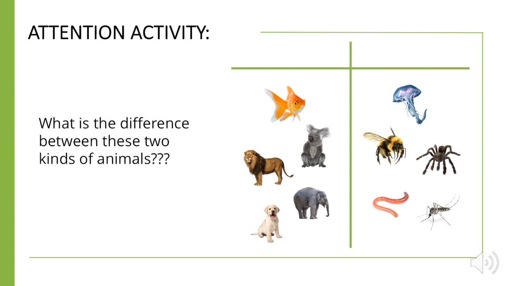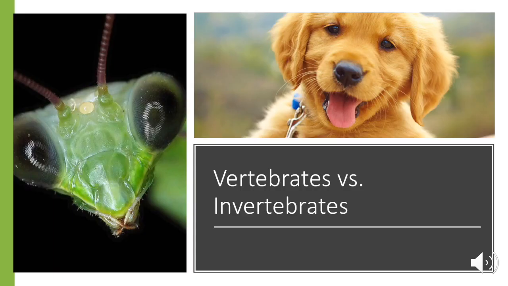So what is the difference between these two kinds of animals? On the left, you have the vertebrates, and on the right, you have the invertebrates. And that really is what the lesson is about today, a study of the difference between vertebrates and invertebrates. And then we're going to go in depth a little bit more later in this lesson about invertebrates specifically and how they're categorized from one category to the next. If you got that right on the attention activity, well done. Pat yourself on the back.